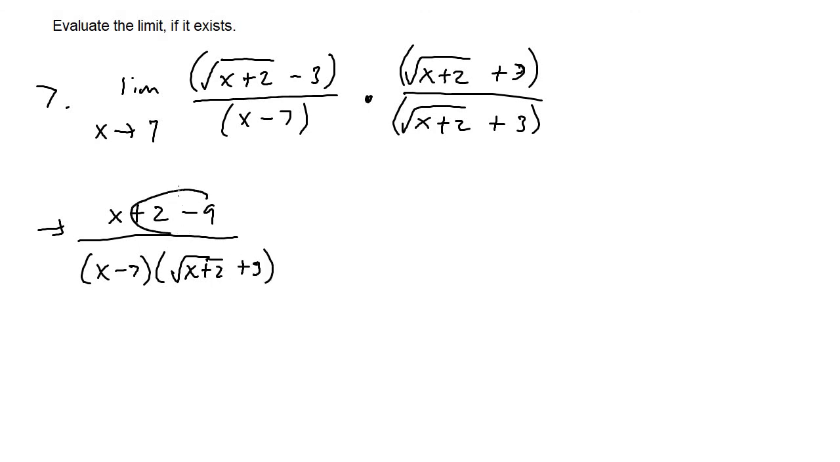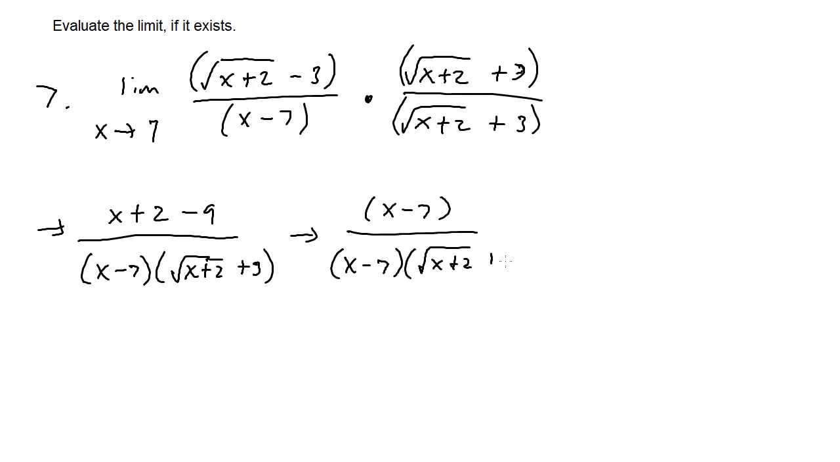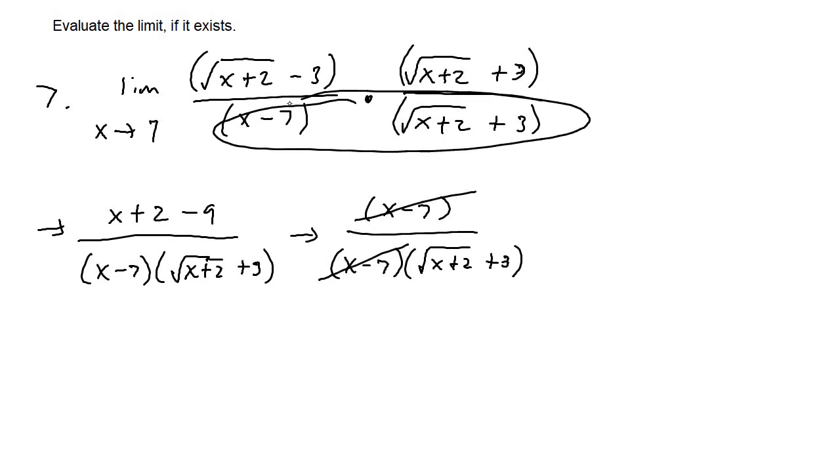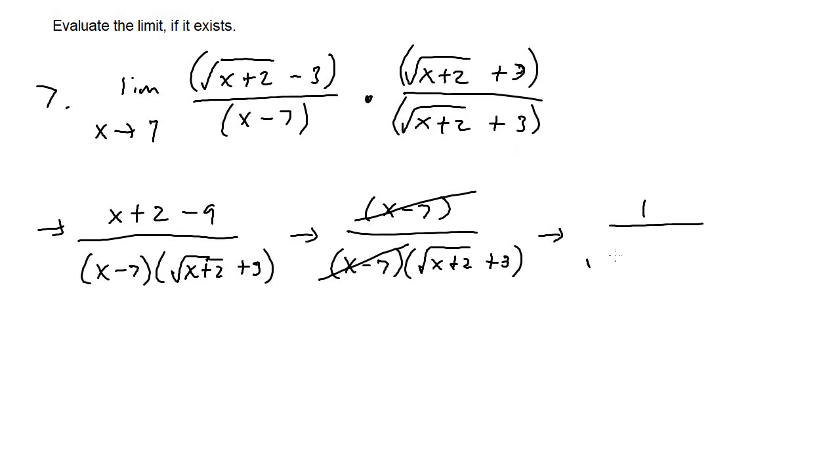So now positive 2 minus 9 is obviously going to be negative 7. So we have x minus 7 on the numerator over x minus 7 times the square root of x plus 2 plus 3. And so now realize the x minus 7s will cancel. That is the reason why I didn't simplify the denominator and I left it just as it is. So we're then left with 1 over the square root of x plus 2 plus 3.